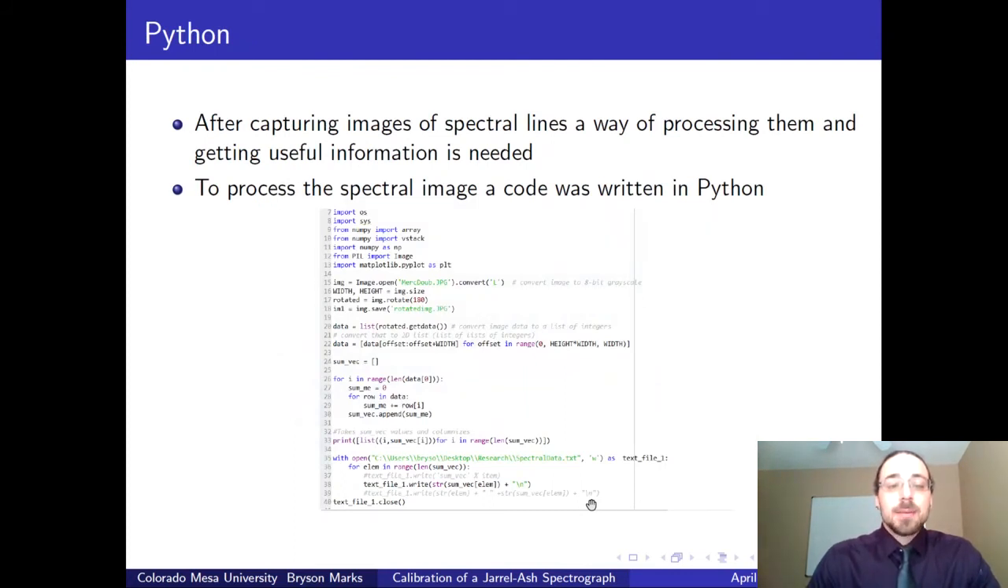After capturing images of the spectral lines with the EasyCap program, we needed a way of processing them. So I decided to write some code that processed this information.